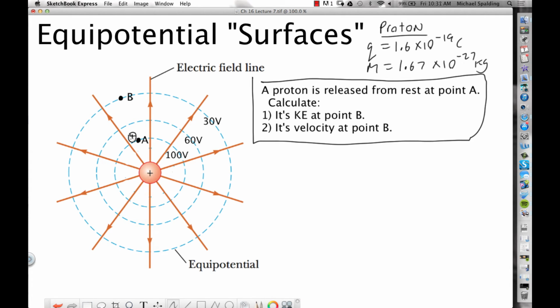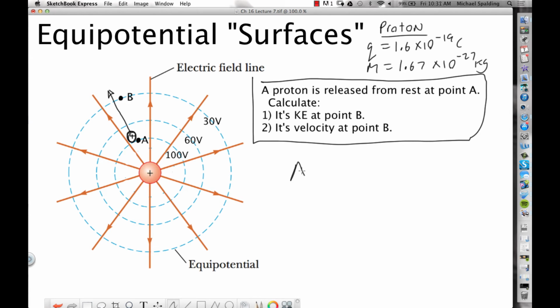Okay, so we put this proton right here at point A and release it from rest. What's that proton going to do? It's going to go boo. It's going to accelerate towards point B in the same way that a mass would accelerate down the gravitational field, right? So we want to find out what's the kinetic energy at point B.